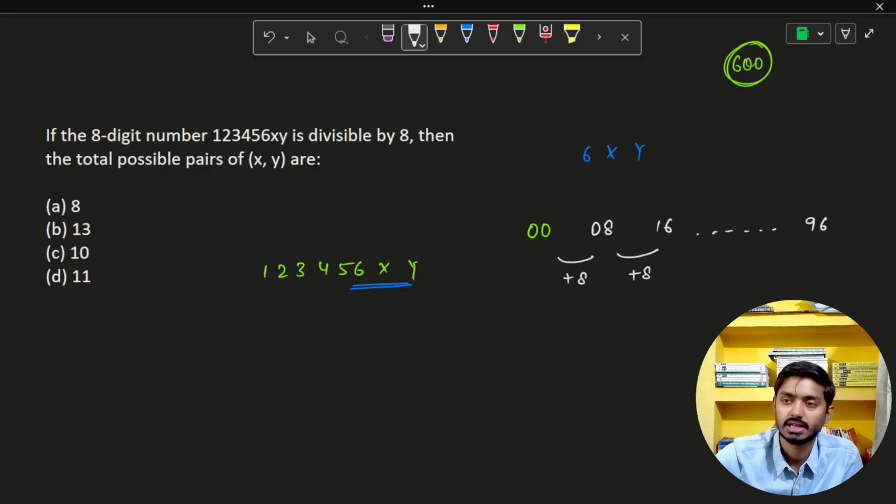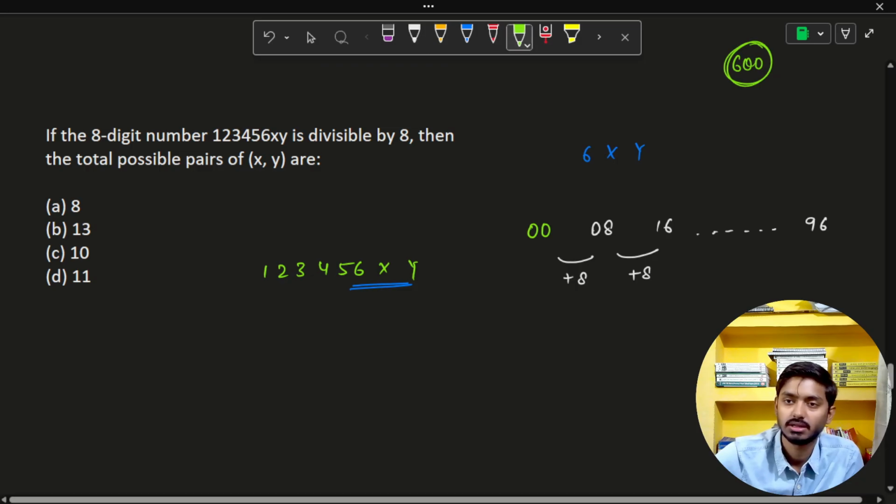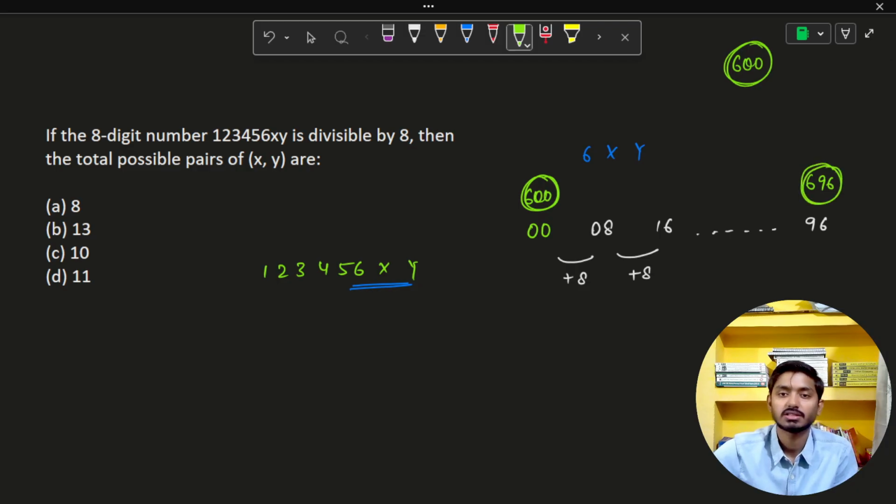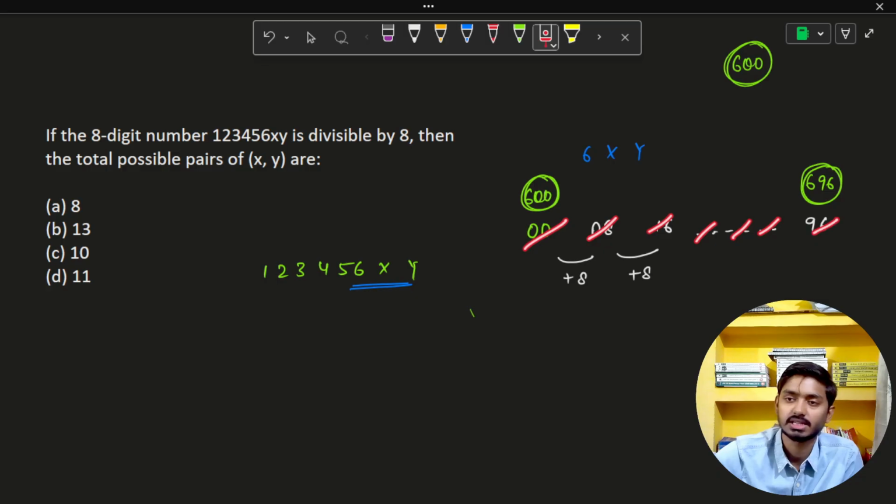Right, 696. Let me write that. It started from 600 and it went all the way to 696. It is asking for the total number of pairs. As we can see, 1, 2, 3 and so on, it would go till 96. How many pairs are there?